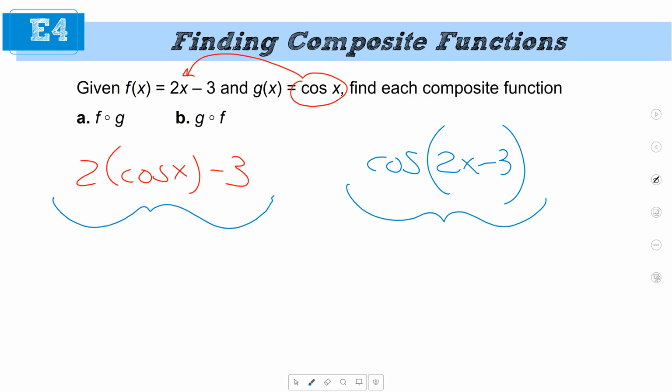I kind of stacked the deck there because I gave you two functions that had their domains being all reals. That will change when one of them isn't all reals. Right now, I'm more concerned about whether or not you can produce these composite functions, which it sounds like you'll be good to go.